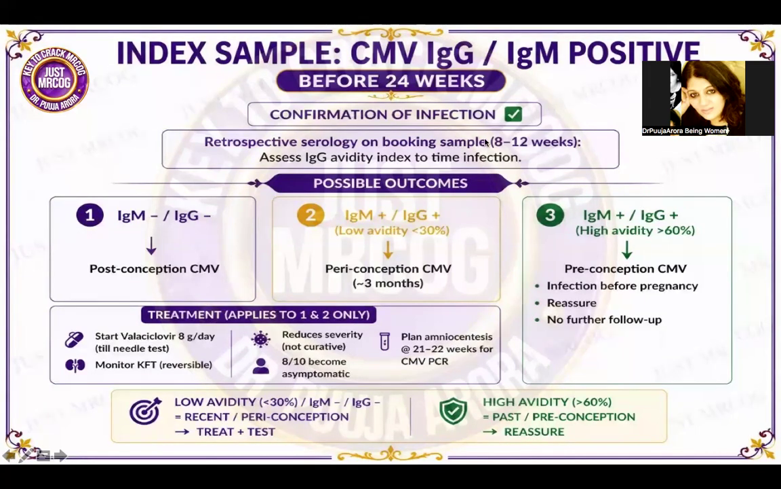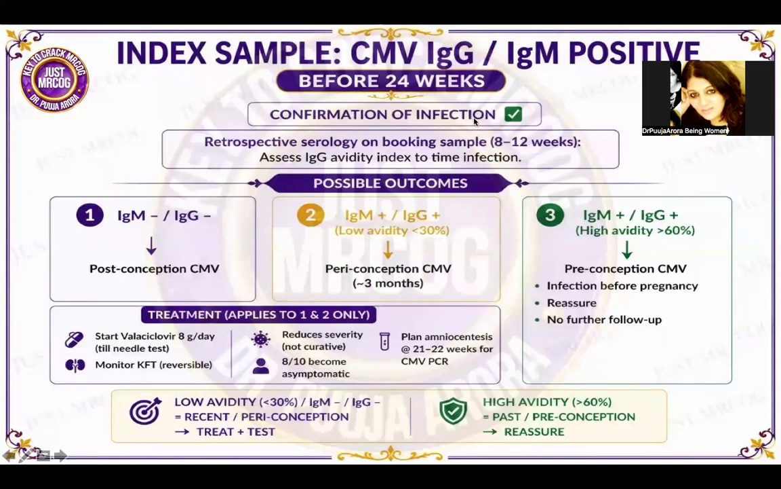To confirm the infection, we are going to check the booking sample. So we do retrospective serology on the booking sample, which we take between 8 to 12 weeks, right? And we also offer IgG avidity if applicable. This is to time the infection.